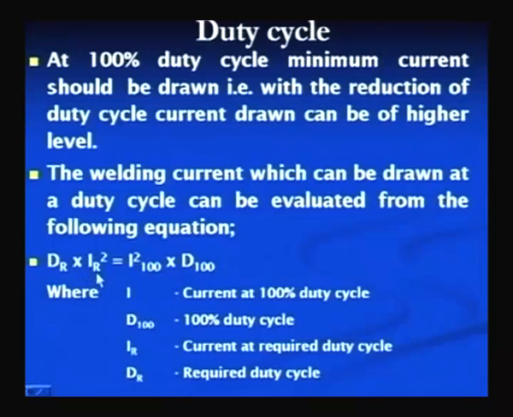So, that equation is like this: D_R × I_R² = I_100² × D_100. Where I_100 is the current which can be drawn at 100% duty cycle, D_100 is the 100% duty cycle, I_R is the current at the required duty cycle, and D_R is the required duty cycle. So, here this is the current squared at 100% duty cycle, and this is the 100% duty cycle.